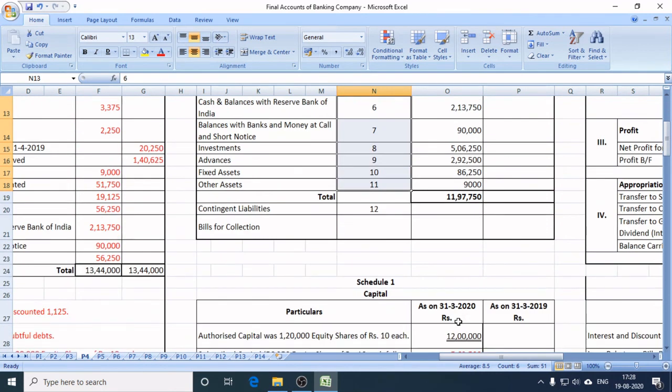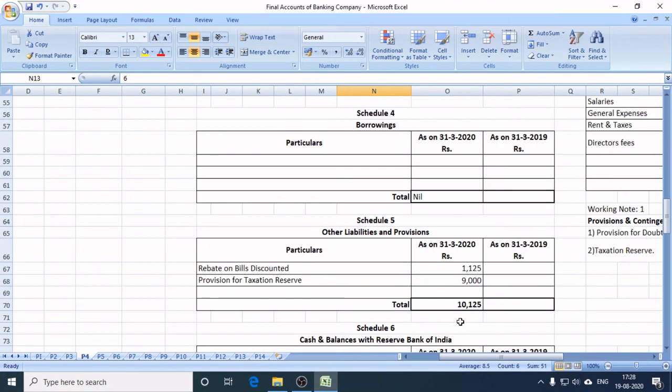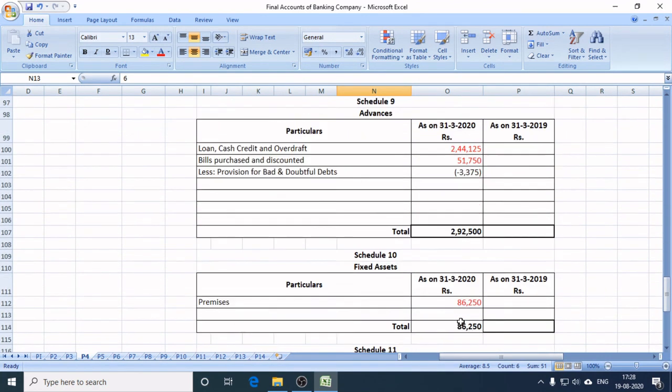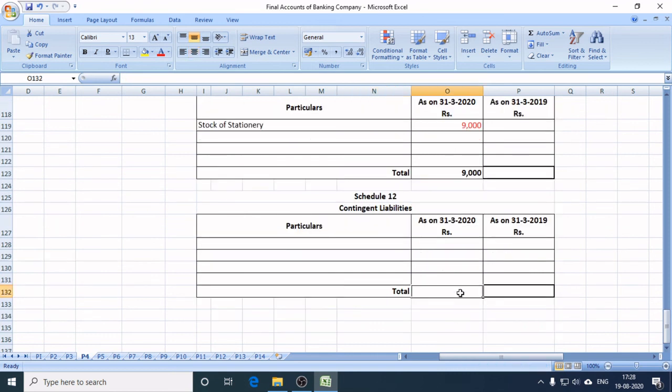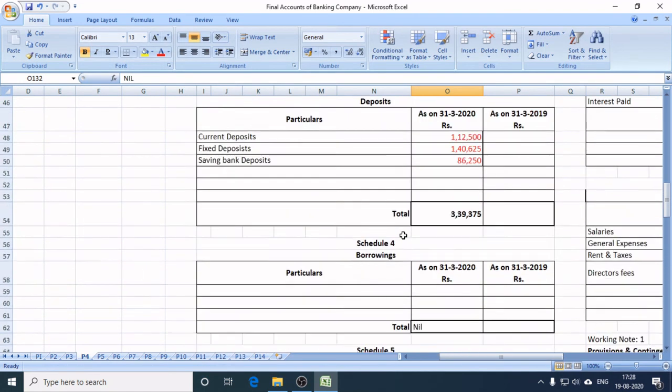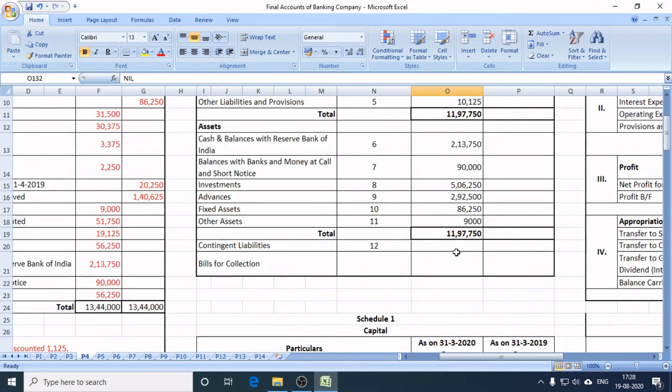This problem is solved. I hope you understood how to prepare the balance sheet and profit loss account of a banking company. Now here the contingent balance is nil. There is no contingent liability, so I'll mention here its balance as nil.